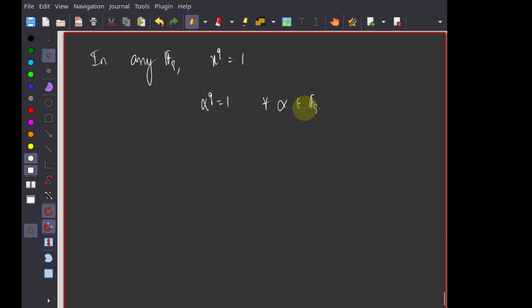So let's stop here. For every alpha, no matter which element you take from the field F_q, and raise it to the power q, you will always get alpha back. Okay, stop here.